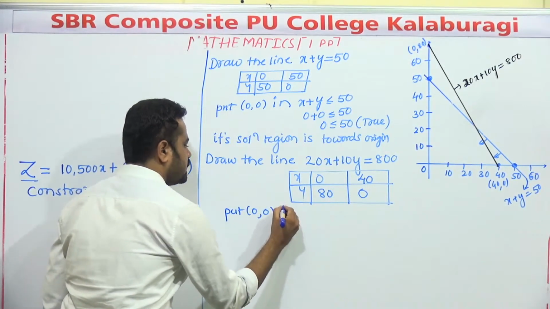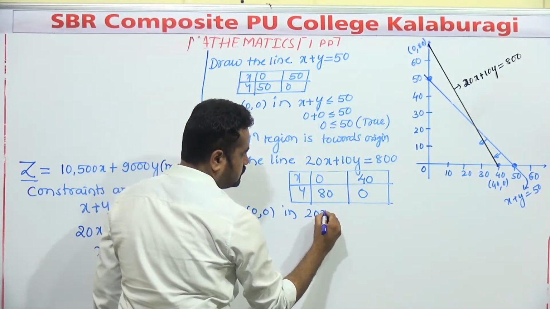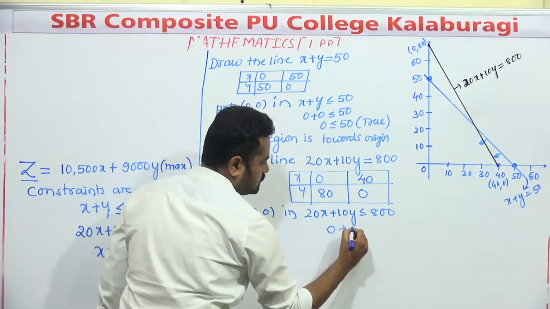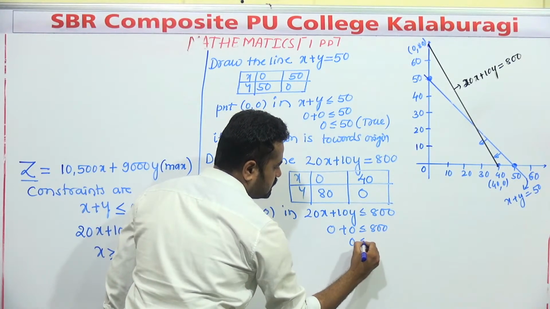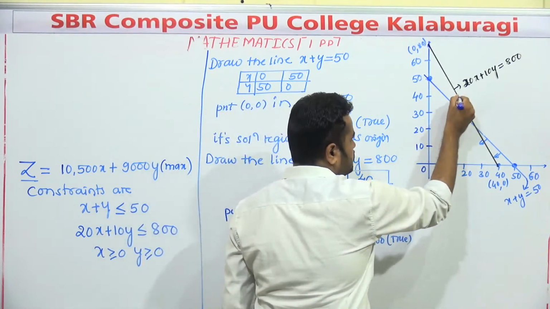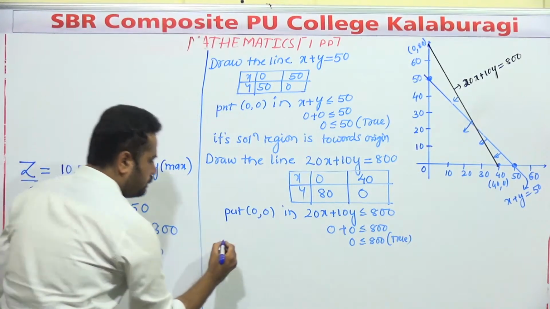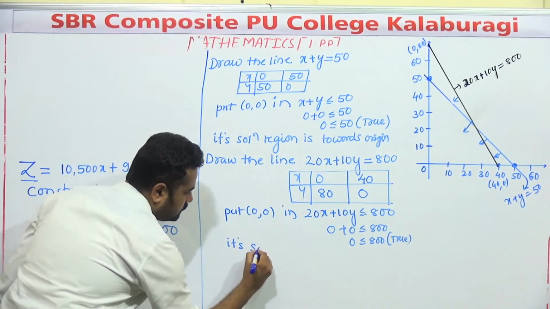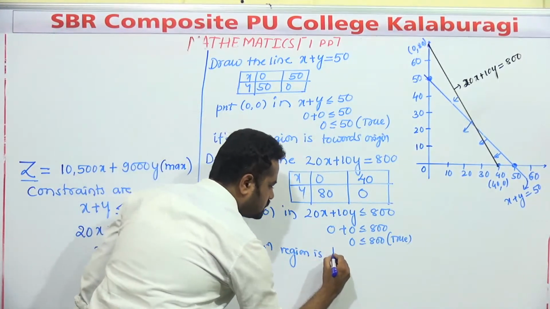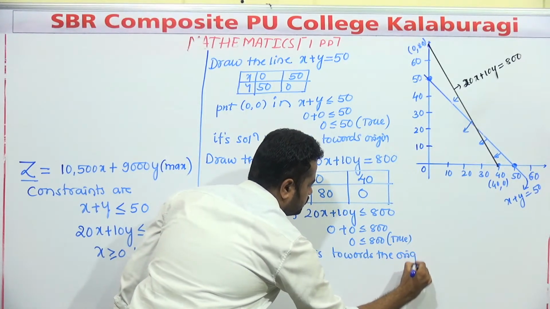Right. Put 0, 0 in its corresponding inequality because that black line is not passing through the origin. In 20x plus 10y less than or equal to 800, this is 0, this is also 0. 0 is less than or equal to 800. This is true. True means its solution region is also towards the origin. Correct? Therefore, its solution region is towards the origin.